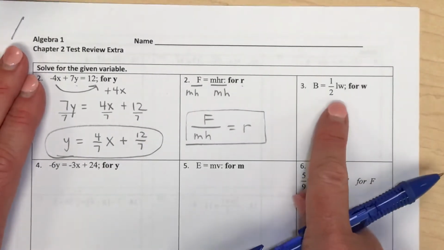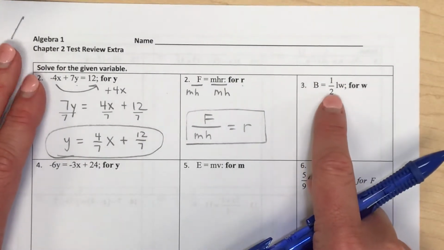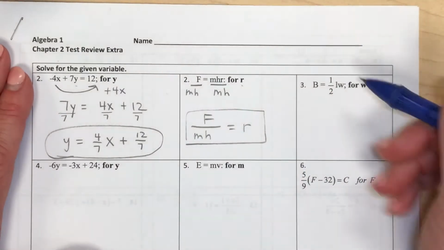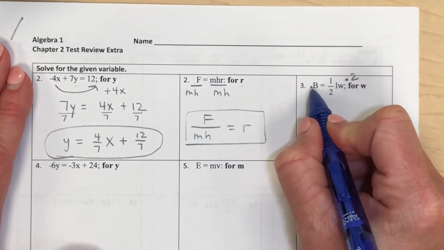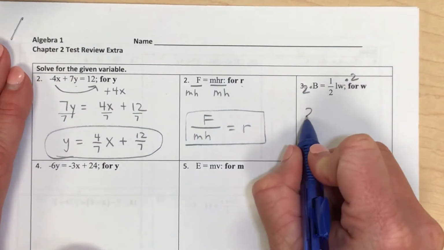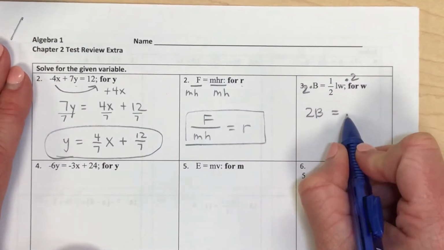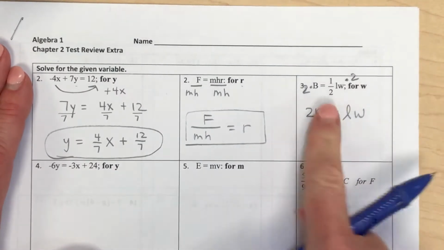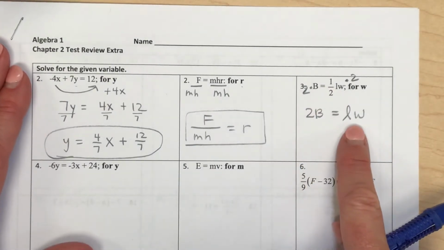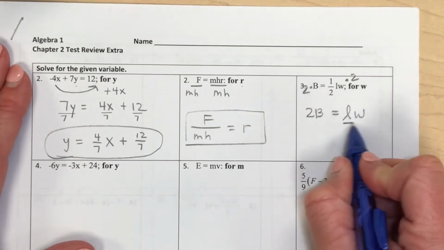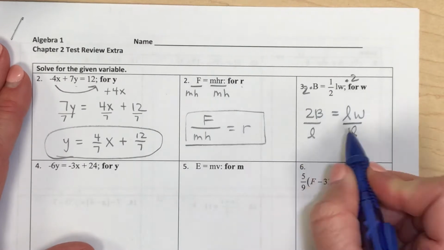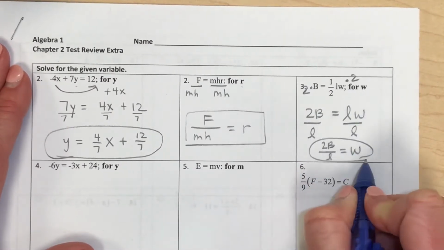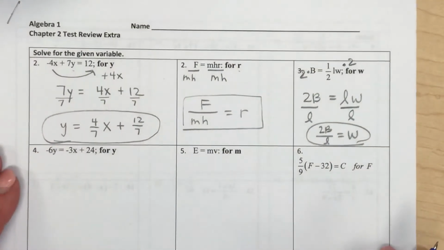For number 3, I'm going to start by getting rid of the half, and how you undo a half is you multiply by the reciprocal, which would be double, meaning multiply by 2 on both sides. And I'm going to write my L as kind of a cursive L just so it doesn't look like the number 1. So it's L times W. So now to get my W alone, I'm going to divide both sides by L. So my 2B divided by L will equal my W term.